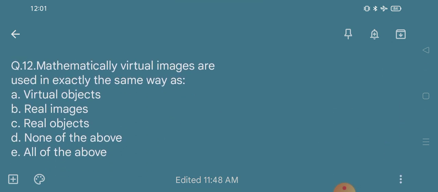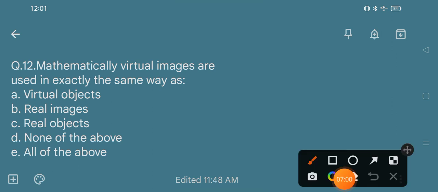Question number 12. Mathematically, virtual images are used in exactly the same way as option A virtual objects, option B real images, option C real objects, option D none of the above, option E all of the above. The correct option is option B, that is real images.